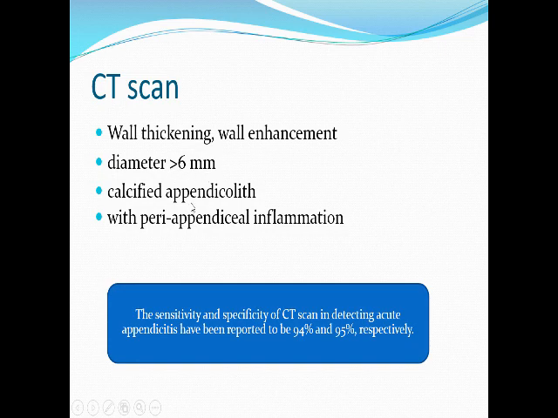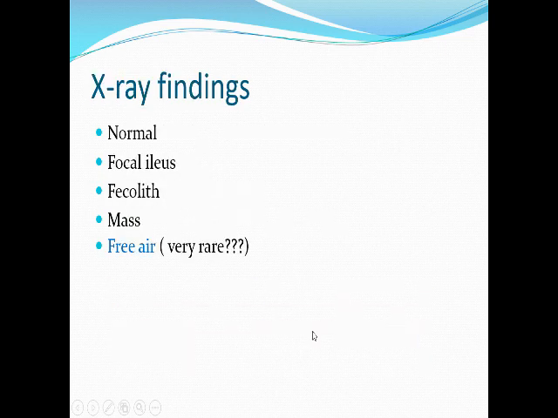You can see the fecalith, appendicular fecalith, and you can see the periappendicular inflammation. It's very sensitive, as I told you. X-ray finding, mostly it's normal. You might see focal ileus, something like sentinel loop, fecalith mass. If it is perforated, the free air incidence is low.